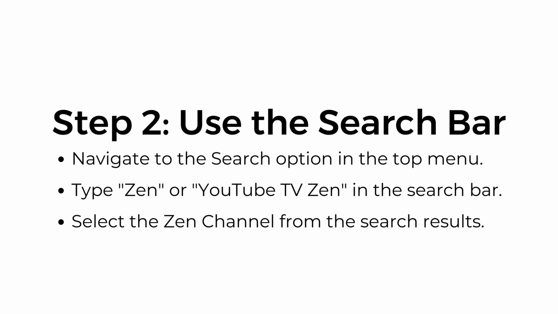Step number 2, use the search bar. Navigate to the search option in the top menu. Type Zen or YouTube TV Zen in the search bar. Select the Zen channel from the search results.